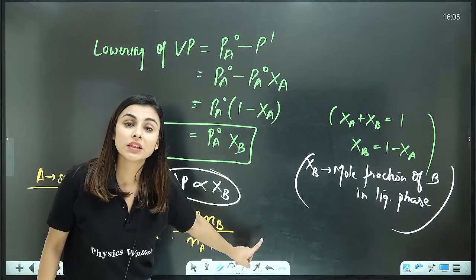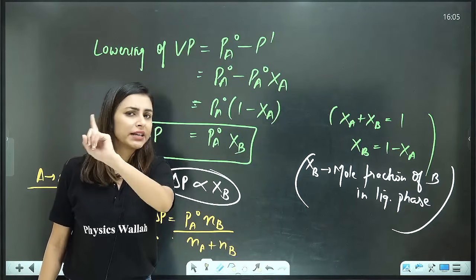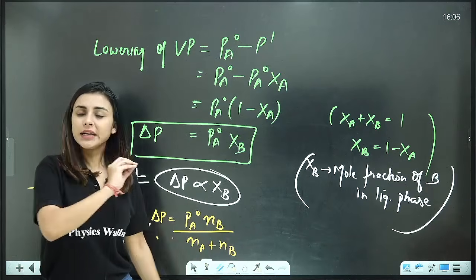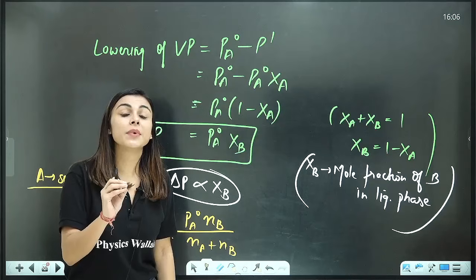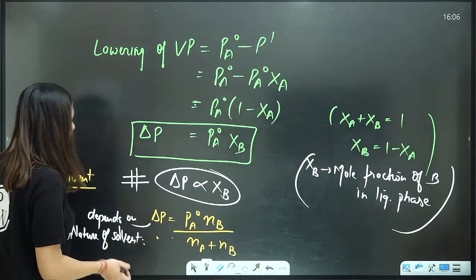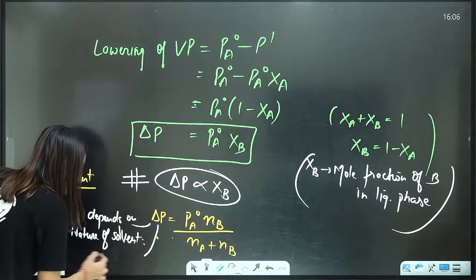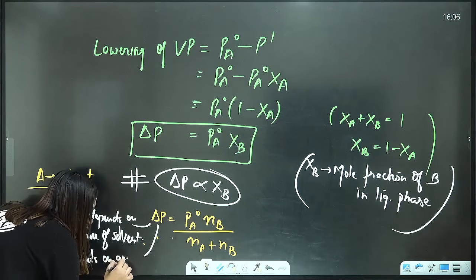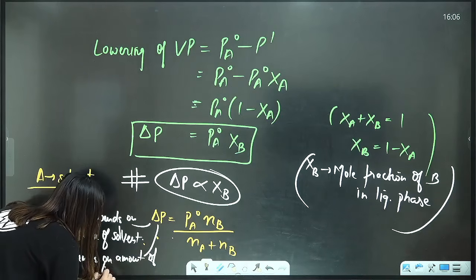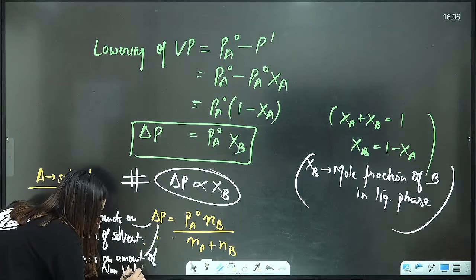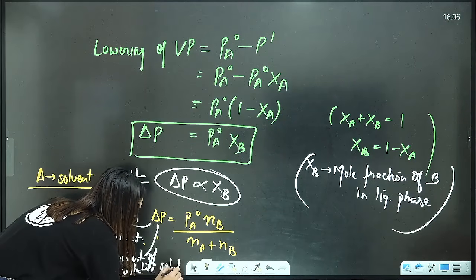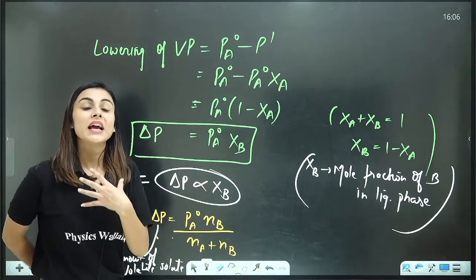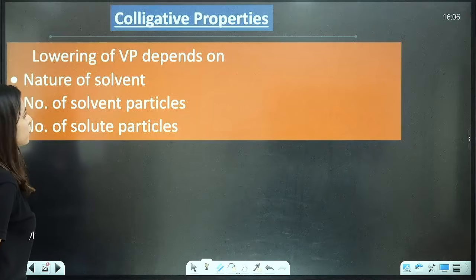Also, it depends on the amount of solute. It does not depend on the nature of the solute. See, there is nothing as PB naught. It depends on the amount of solute. So delta P depends on the amount of non-volatile solute. These are the conclusions that we have derived. Let us see further.